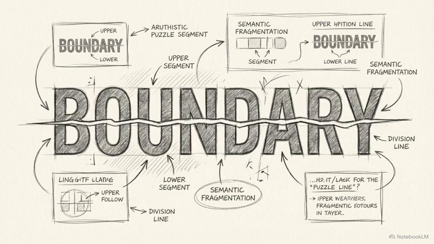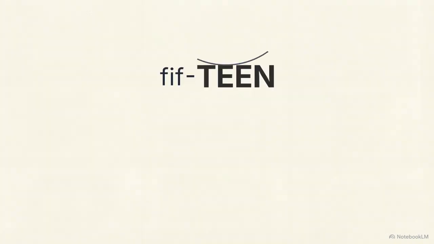The auditory boundary between 150 and 115 is very thin. It relies entirely on syllable stress patterns. Look at this graphic. With teen numbers, the stress lands on the second syllable. It's a long, rising sound, 15.